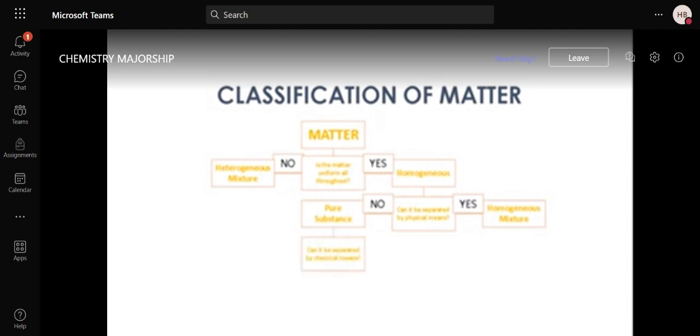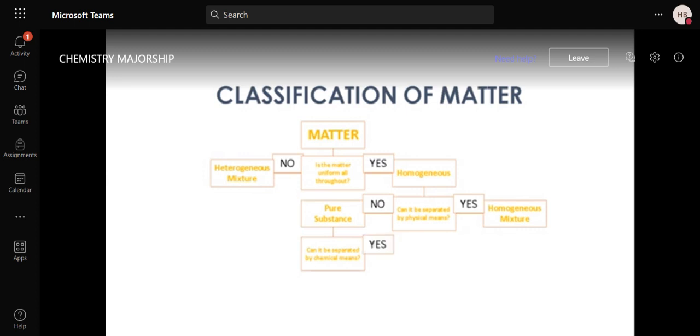Next, if it's a pure substance, can it be separated by chemical means? If yes, then it's a compound. If no, then it's an element. There you go. Okay, that ends our discussion for this evening.